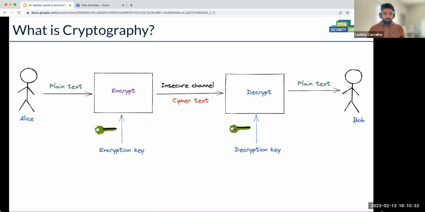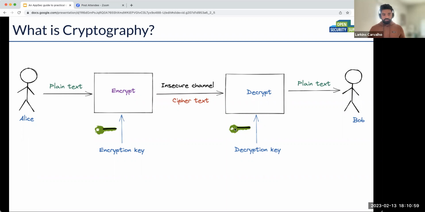Here, Alice wants to send data to Bob, and Alice has some kind of secret data, and only Bob should be able to view this data. And the data is sent over an insecure channel. So how do we make sure that the data traversing a public network is secure? We use encryption and decryption.